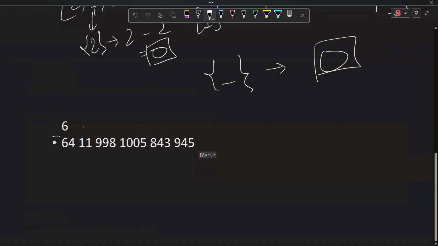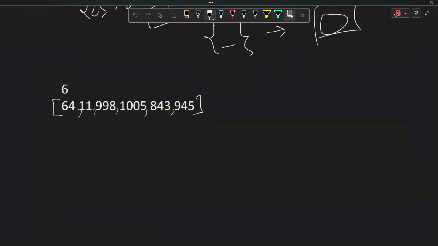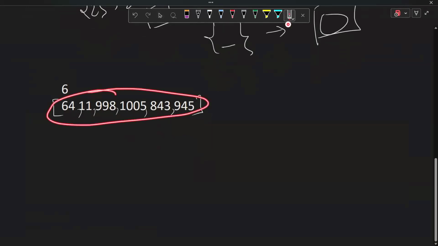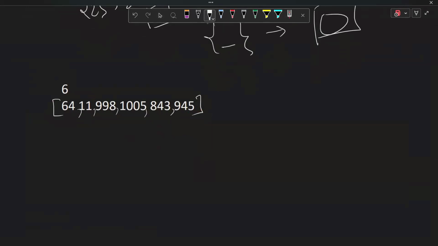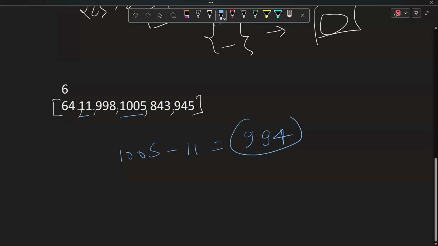Now what would you do to reduce your range? Here there are 6 elements. You need to delete the elements optimally in order to minimize your range. Currently, what is the range of this array? The maximum element is 1005, and the minimum element is 11. So currently its range is 1005 minus 11, which is 994. Now you need to delete two elements from this array and reduce this range.